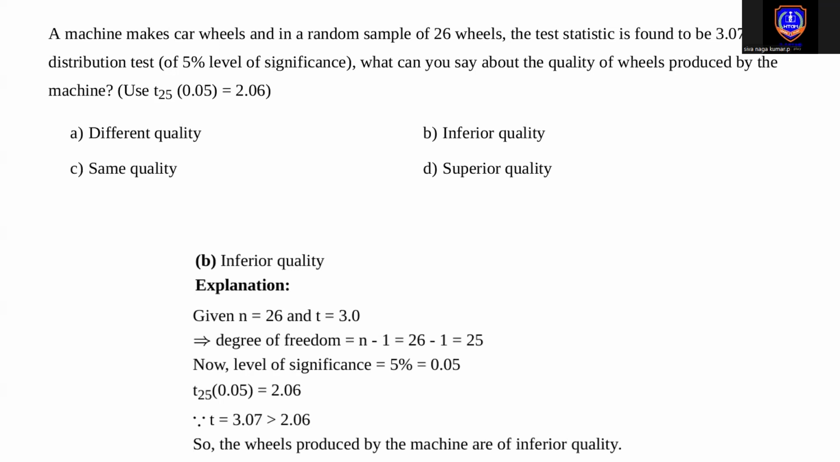Correct answer, inferior quality. So n value is 26, t value is 3.07. Degree of freedom is n minus 1, which is 25. Level of significance is 5%, that means 0.05. And t25 of 0.05 is 2.06, it is given. The t value 3.07 is more than 2.06. So that means the wheels produced by the machine are of inferior quality.